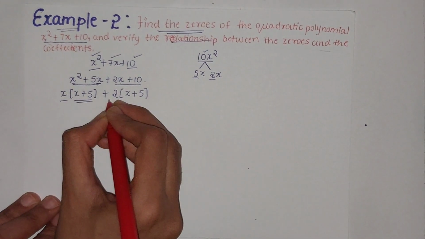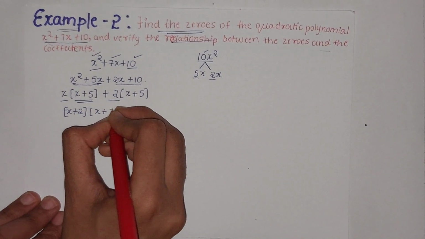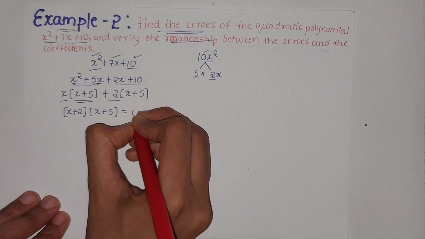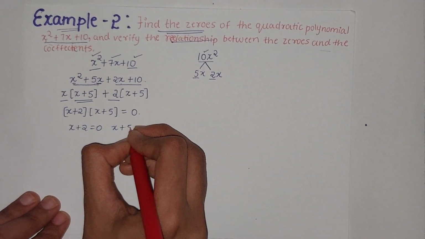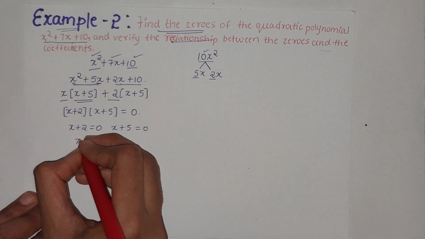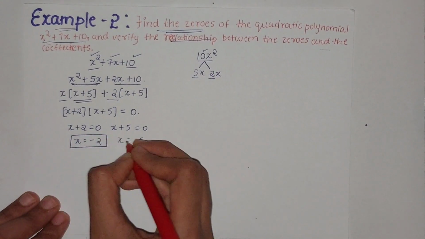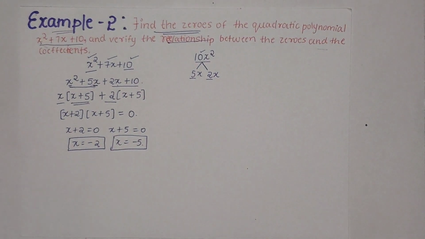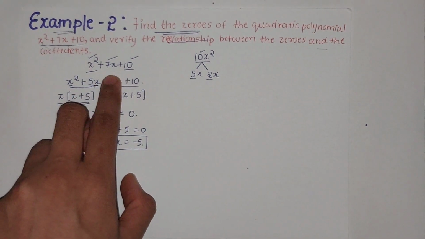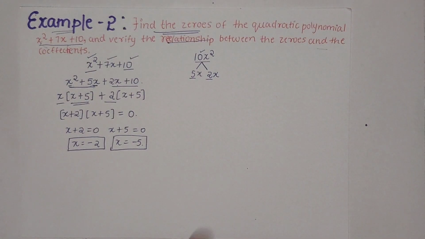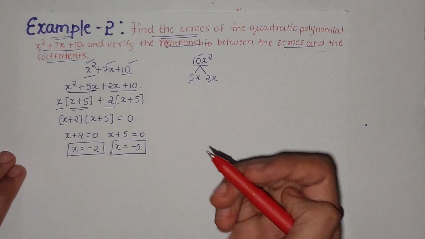Now I write these both: x plus 2 and x plus 5 is equal to 0. Now x plus 2 is equal to 0, x plus 5 is equal to 0, which means x is equal to minus 2, x is equal to minus 5. So these are the zeros of this polynomial. What are the zeros of a polynomial? When you substitute these into this polynomial, the polynomial becomes equal to 0. Now I should verify the relationship between zeros and the coefficients. Let me do that.